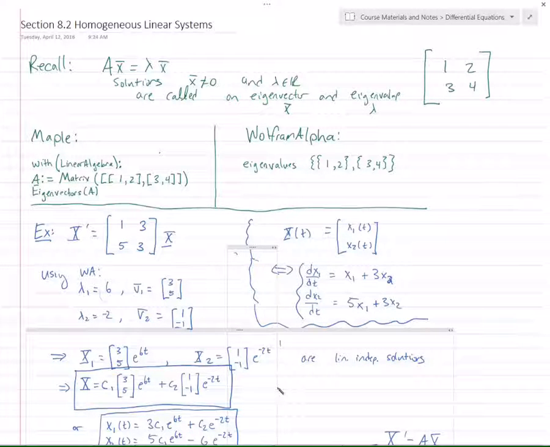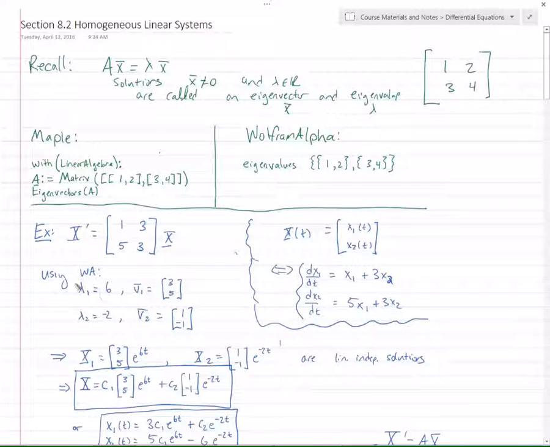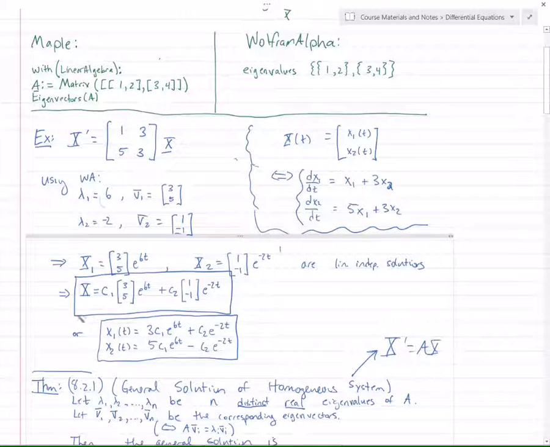Remember for 8.2, the first thing we know is when there is an eigenvalue and an eigenvector, they're all distinct and there's n of them. You're done, it's easy, piece of cake. That was this example right here: a 2 by 2 system, 2 eigenvalues, 2 eigenvectors. Your solution is immediately known. Easy peasy.